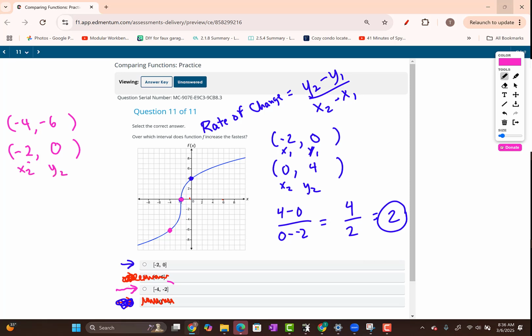So here's my x2, y2. Here's my x1, y1. Let's set it up. The formula is 0 minus -6 over -2 minus -4. So it's +6. Remember, minus and negative turns to a positive. So it's +6 over 2. 6 divided by 2 is 3. 3 is greater than 2. So that means this section is increasing the fastest. Maybe you could tell just visually. I couldn't. I needed to do the math. But this is the section of the graph that was increasing the fastest.